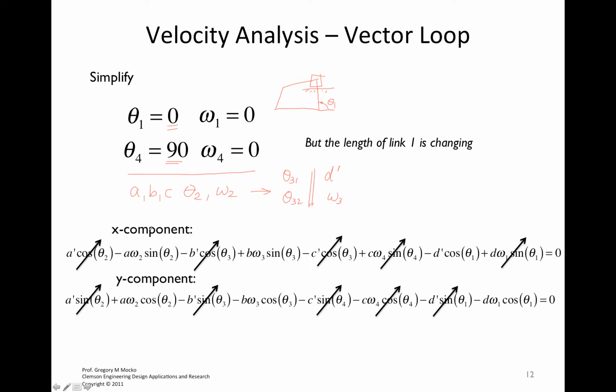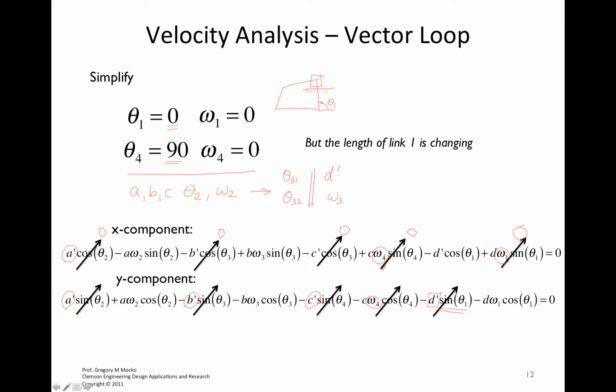So plugging those knowns into the expression for x and y, we can simplify this first one. A does not change with respect to time, so that goes to 0. B does not change with respect to time, that's 0. C does not change with respect to time, that goes to 0. Omega 4 is 0 and omega 1 is 0. So these all go to 0. Next, again, A prime is 0, B prime is 0, C prime is 0, omega 4 is 0, and in this case d prime. D prime changes, but sine of 0 is 0, so this goes out.